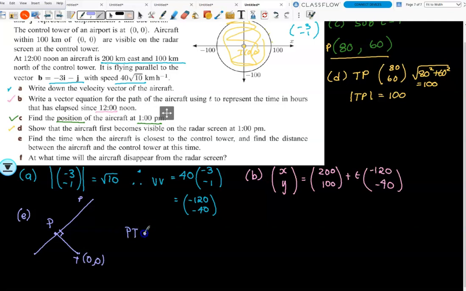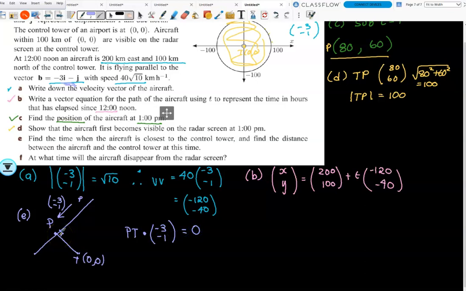We want to find the dot product of that vector. We know what that vector is, do we not? Because it was coming in parallel, so it's coming in at -3, -1. Agreed? So we're going to say PT dotted with -3, -1, and we want that to be 0, because that makes it perpendicular.